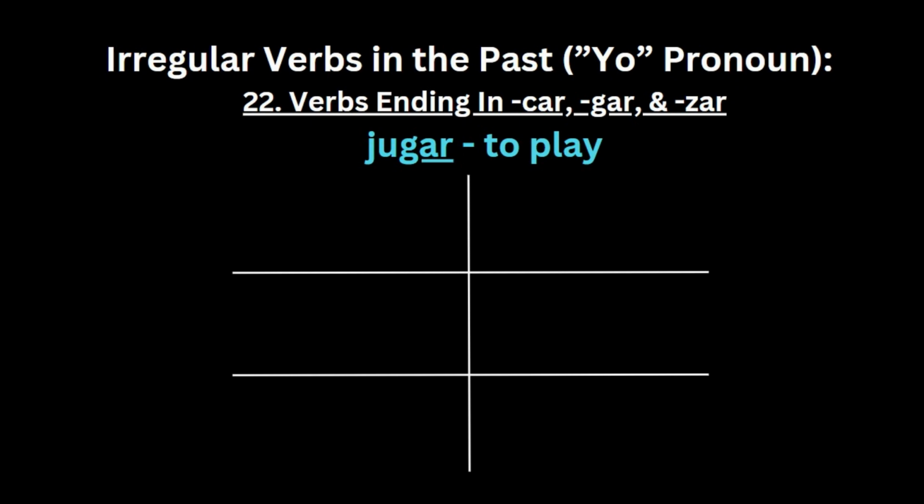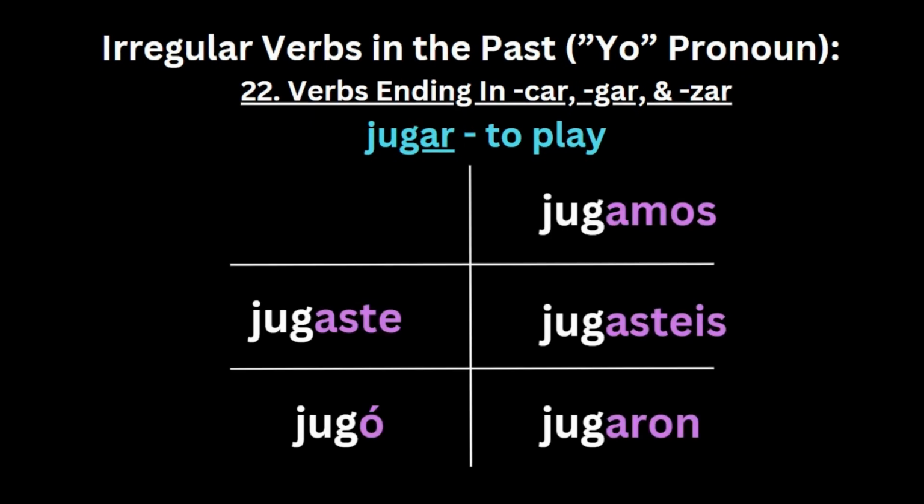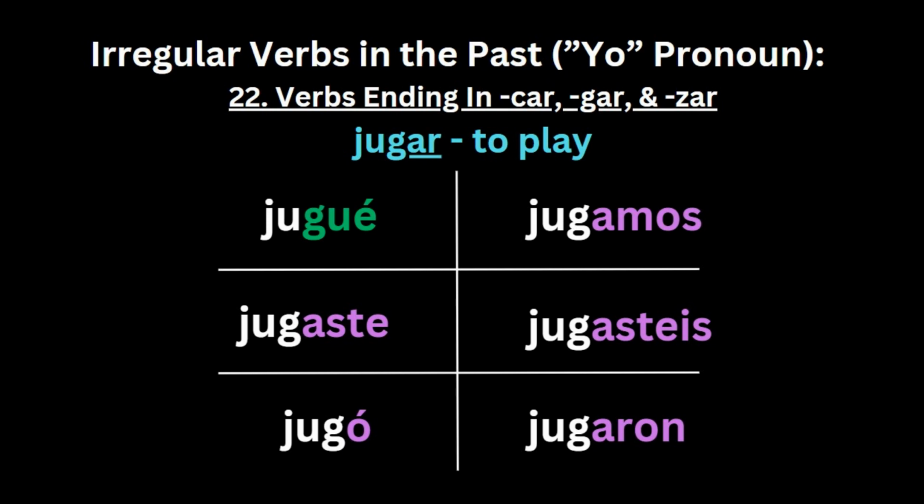Next up, there are verbs ending in gar, like jugar, and while this verb follows the normal conjugation in the past simple, it's irregular in the yo pronoun, ending in ge, meaning yo jugué, which is I played. In case you see any other verb ending in gar and you want to use it in the yo pronoun in the past, remember to simply change it to ge.